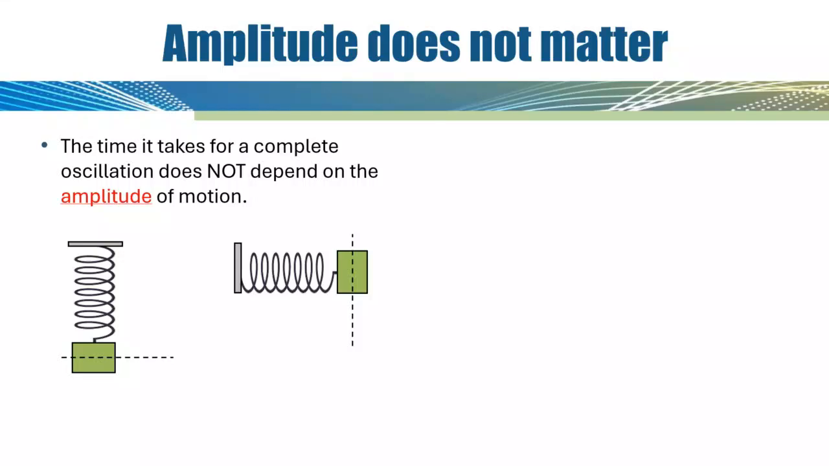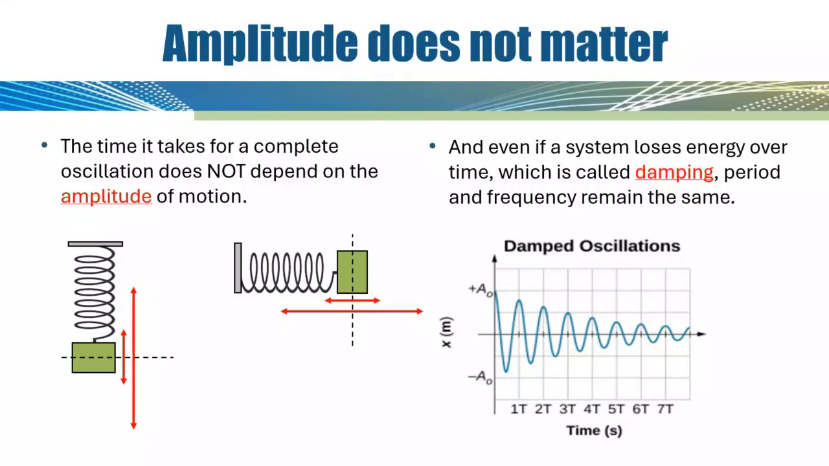It's also important to note that the time it takes to complete one oscillation does not depend on the amplitude of motion. So it doesn't matter if the mass oscillates up and down or back and forth a little bit or a lot, the period is the same. And even if a system loses energy over time, which is called damping and is shown as a decreasing amplitude, the period and frequency of oscillation remain the same. In a mass spring system, the period depends only on the mass and the spring constant of the spring.